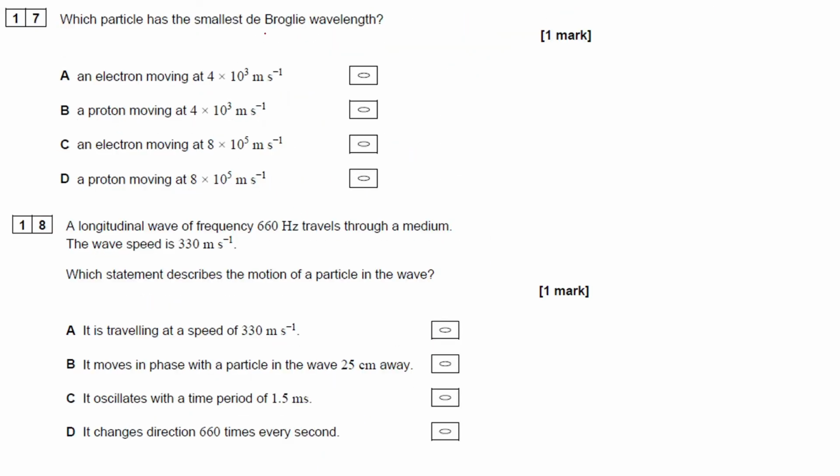Okay, so recalling the de Broglie equation for this question, lambda equals h over mv. So it looks like to get the smallest wavelength, we need the largest mass times velocity, or momentum. So looking at these options, we need one with the largest mass and the largest velocity. So first of all, it can't be the electron, and then this proton has a higher velocity, so it's therefore going to have the larger momentum, so it has to be D.